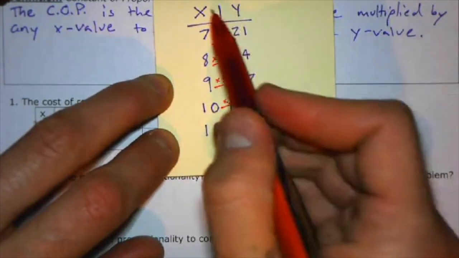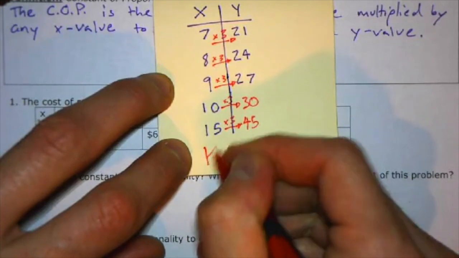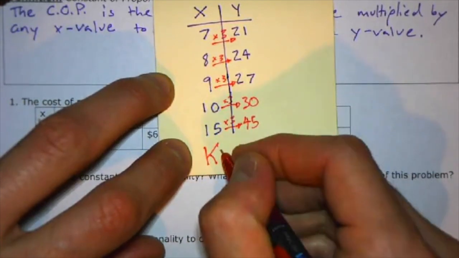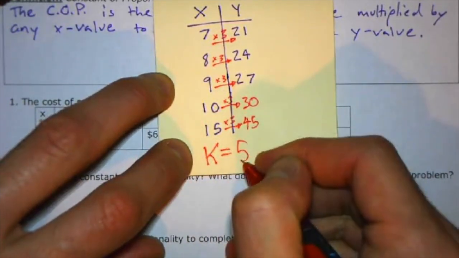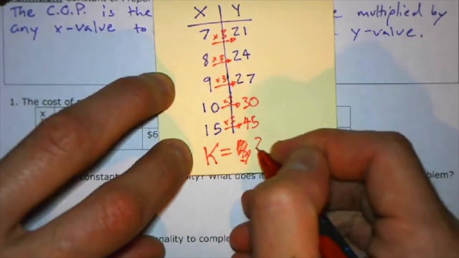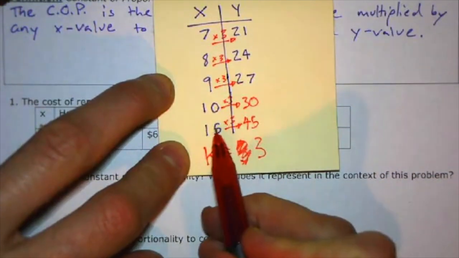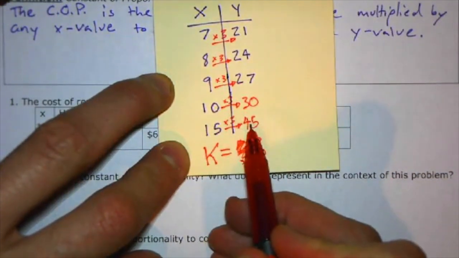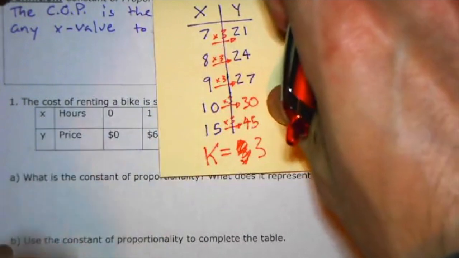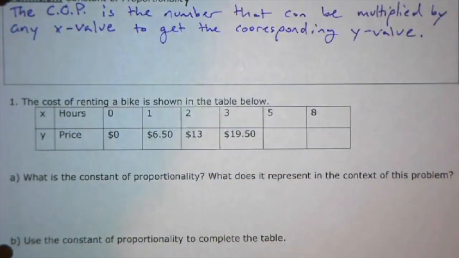No matter what x value we put in, we are going to multiply by 3. In this relationship, the constant of proportionality, which we also use the letter k to represent, is not 5, it is 3. The constant of proportionality is the number that we use to get from x to y with multiplication. Let's write just a few more things.